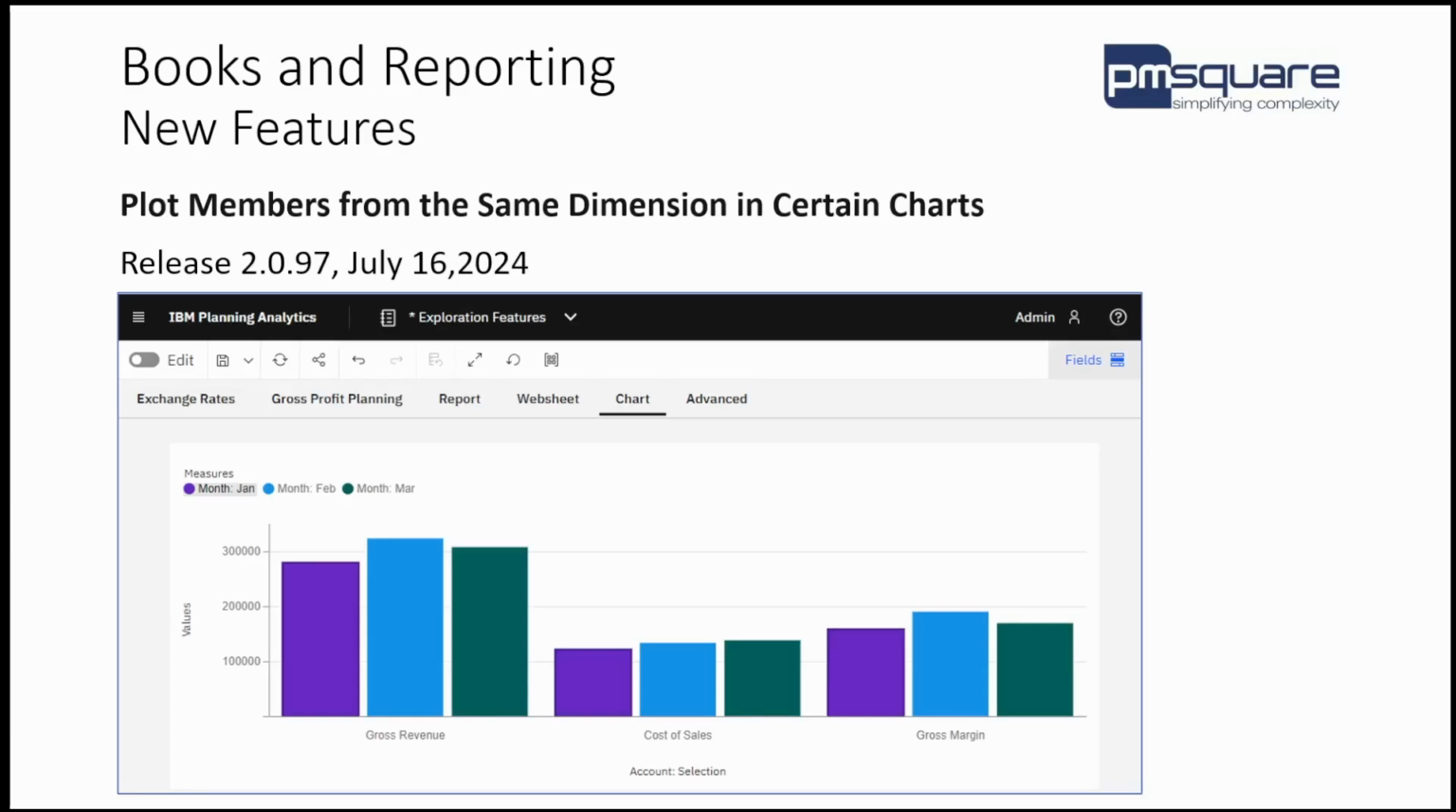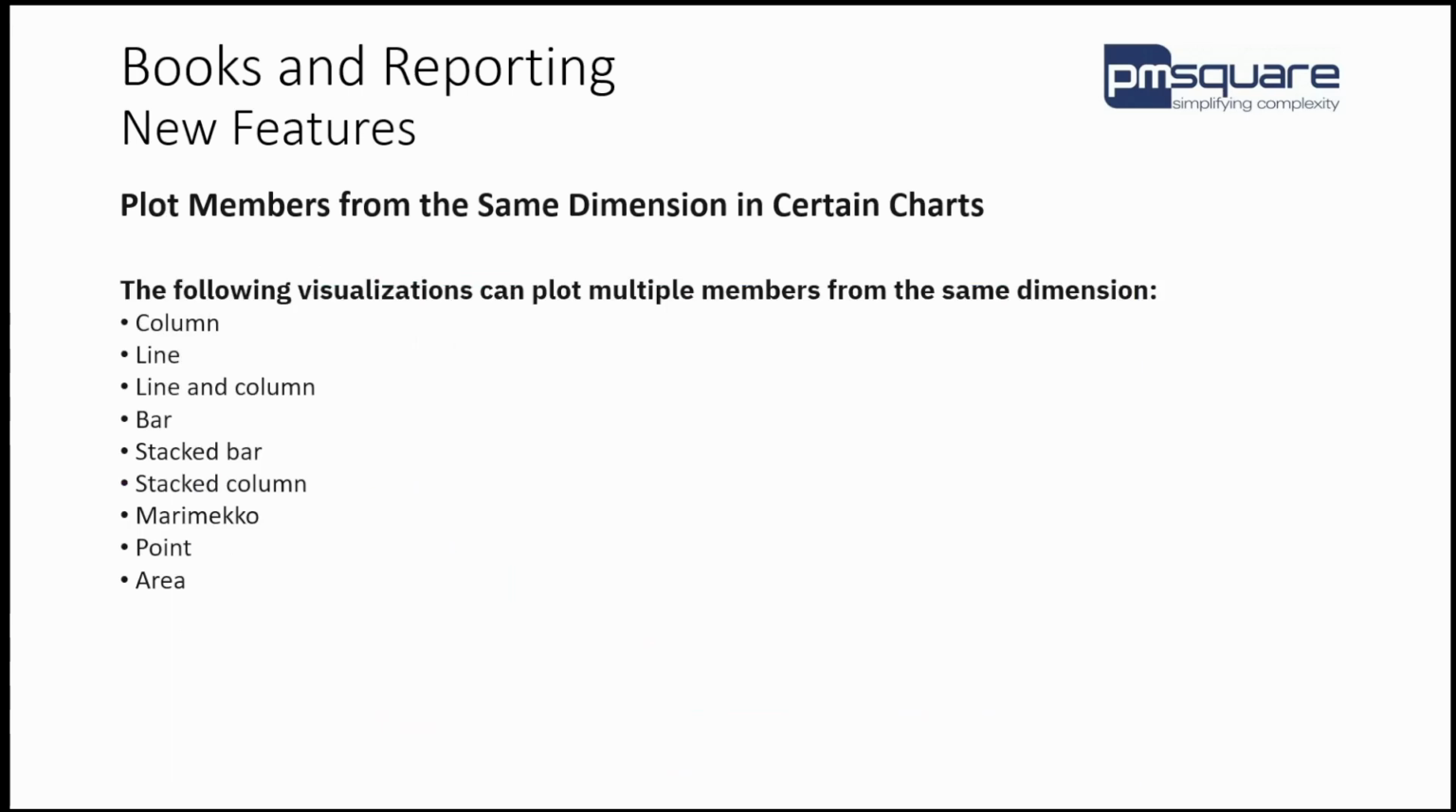In Release 97, selected visualizations can now plot members from the same dimension, making it easy to view and compare them quickly. In the example shown here, 3 members of the month dimension display in the column chart as the column length and in the chart's color. The following visualizations can plot multiple members from the same dimension: column, line, line and column, bar, stack bar, stat column, Marimekko, point, and area.